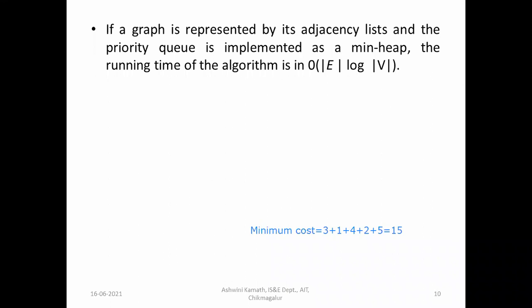Then, if a graph is represented by its adjacency list and the priority queue is implemented as a minimum heap, you will learn about minimum heap and max heap. Again, in this subject, you will come to know what is min heap. It is again a tree. We are going to create a tree. I'll tell you what it is while discussing minimum heap and maximum heap.